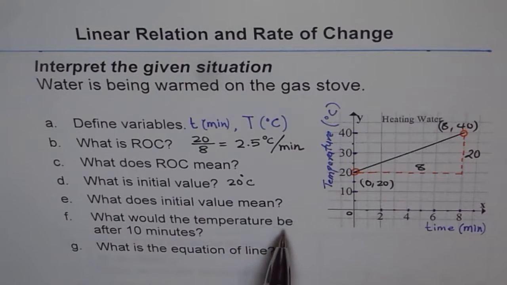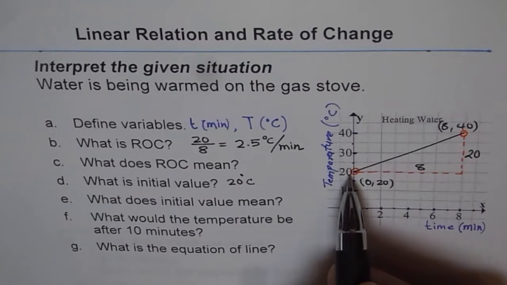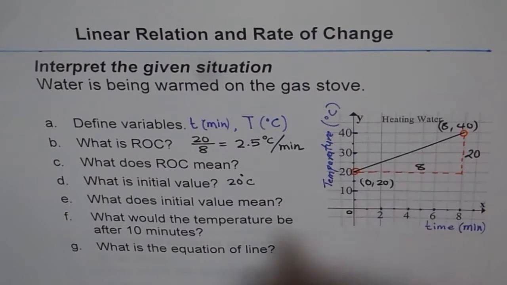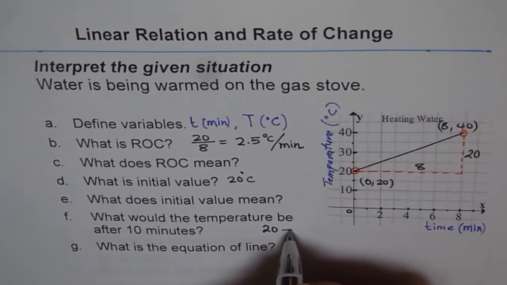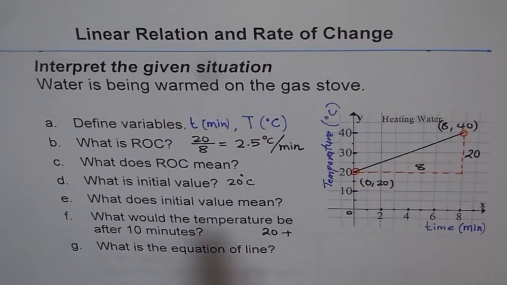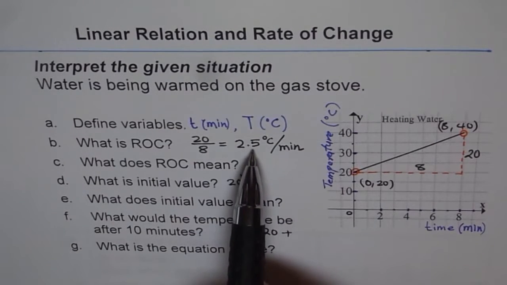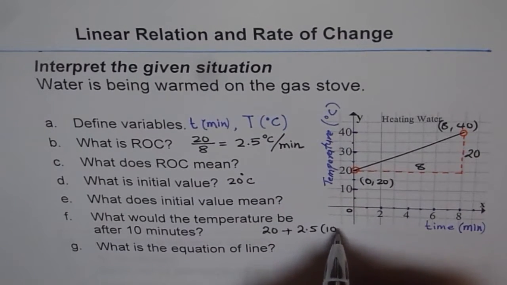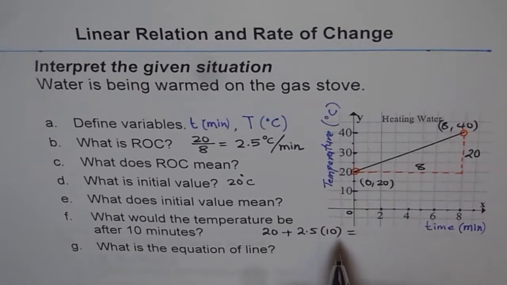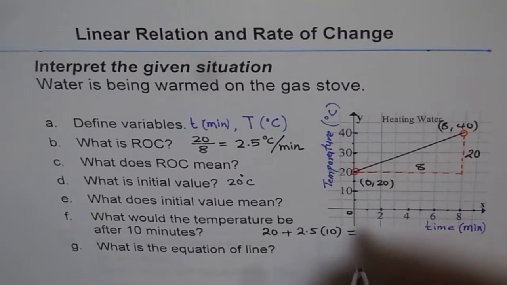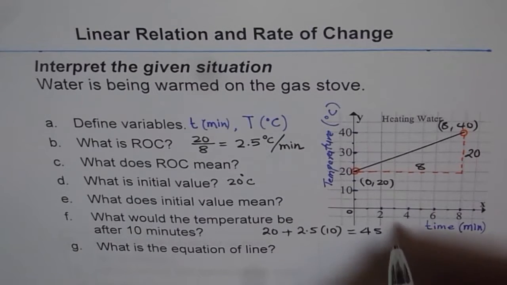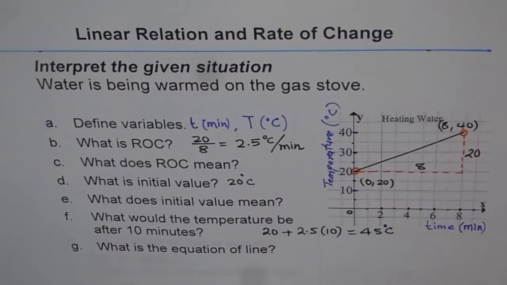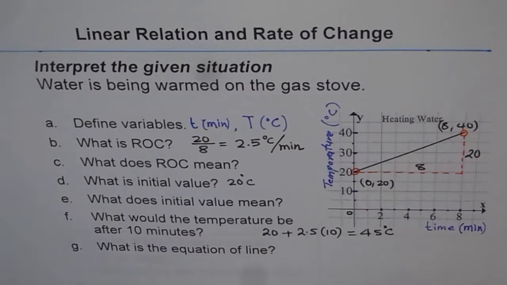What would the temperature be after 10 minutes? Now, we started with 20 and we are increasing, correct? So we say 20 plus how much? After 10 minutes, since it is going up by 2.5 per minute, it should be 2.5 times 10, right? So it should be 20 plus 25, or 45 degrees Celsius. So that is the temperature which is expected after 10 minutes.